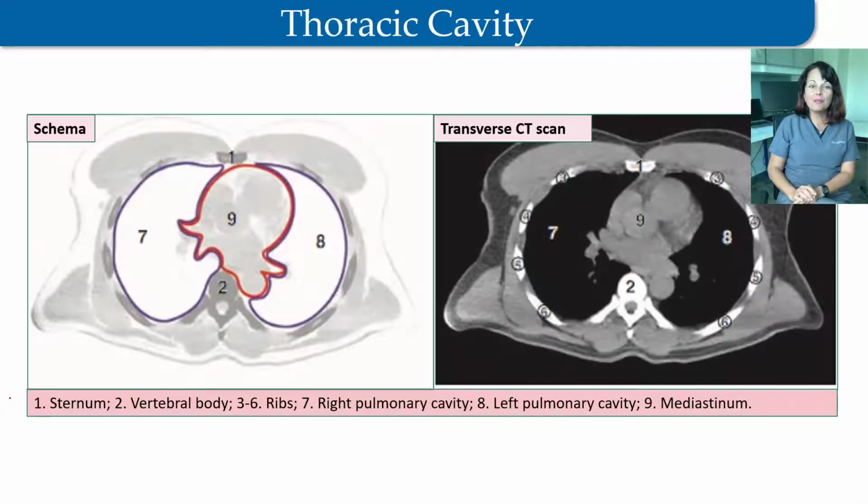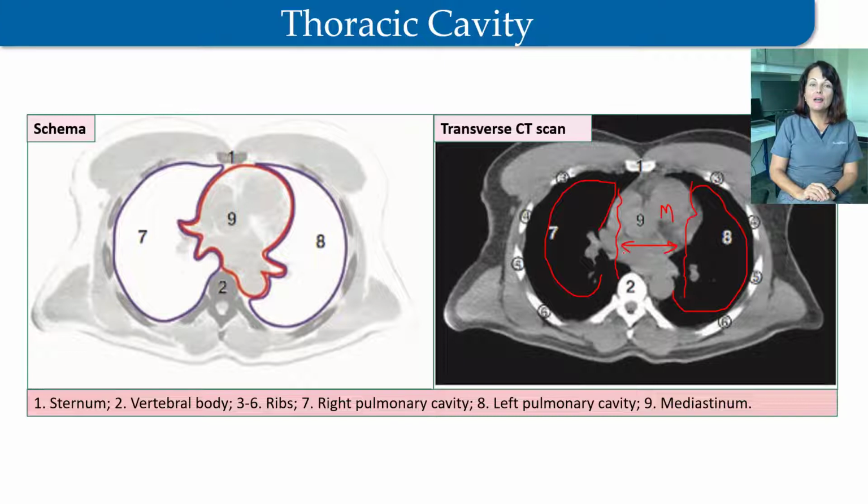The thoracic cavity is divided into three compartments: the right and left pulmonary cavities, which contain the lungs and pleura, and located between them the mediastinum, which contains essentially all the other thoracic structures, such as the heart, the thoracic parts of the great vessels, thoracic part of the trachea, esophagus, thymus, and components of the lymphatic system.